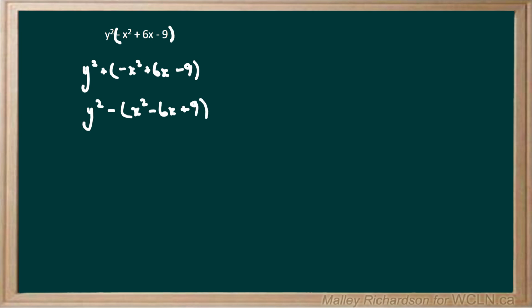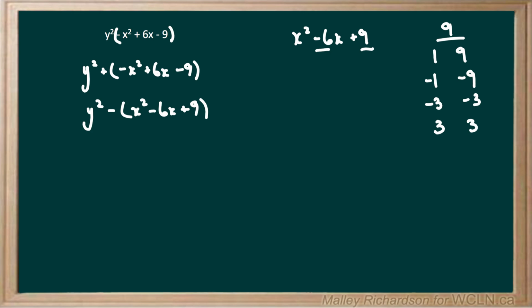So now let's factor out what's inside our brackets. So looking further, we have x squared minus 6x plus 9 that we have to factor. So to do this, we want to take our last term, find all the factors of 9 to see what add up to give us our middle term of negative 6. Our factors of 9 are 1 and 9, negative 1 and negative 9, negative 3 and negative 3, and positive 3 and positive 3. If we add all of these up, we get 1 plus 9 equals 10, negative 1 plus negative 9 is negative 10, negative 3 plus negative 3 is negative 6, and 3 plus 3 is 6. Our middle term is negative 6, so we're going to use these two numbers of negative 3 and negative 3.